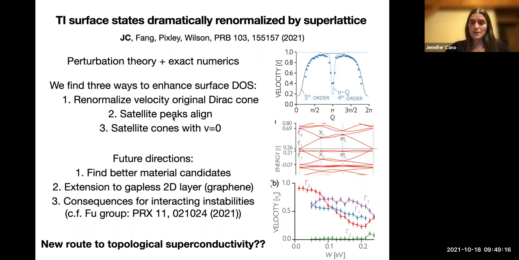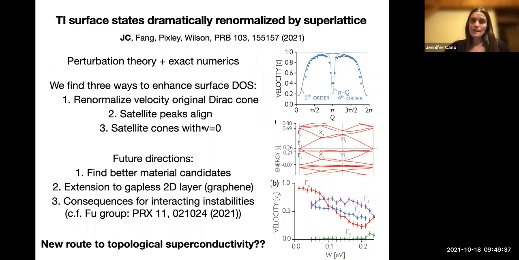Second, for specific fine-tuned values of the potential, there are regions where different satellite cones align with each other. And that's a way to get really flat bands on the surface of a TI. And then third, it's possible that the satellite cones can have zero velocity, which is what's being shown down here. And that's a third way to get flat bands on the surface of a TI.